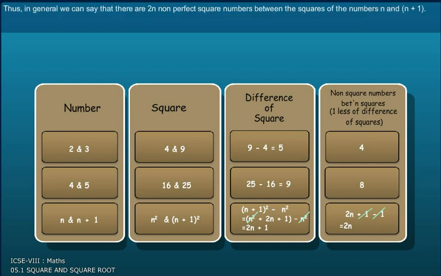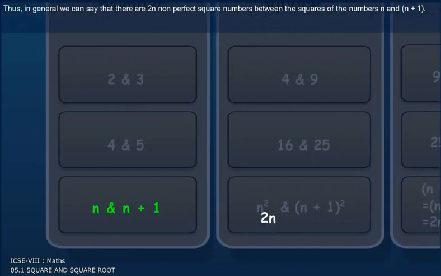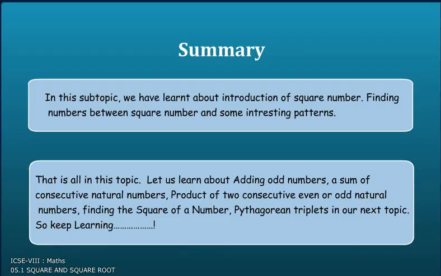Thus, in general, we can say that there are 2n non-perfect square numbers between the squares of the numbers n and n plus 1. That is all about this topic, students.